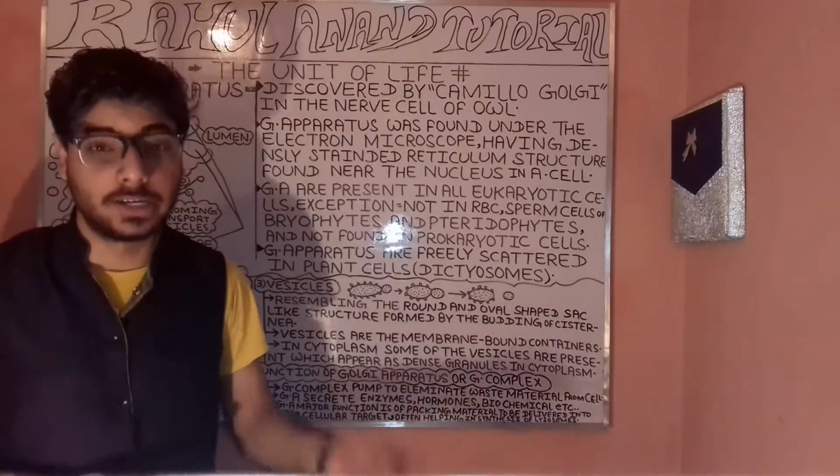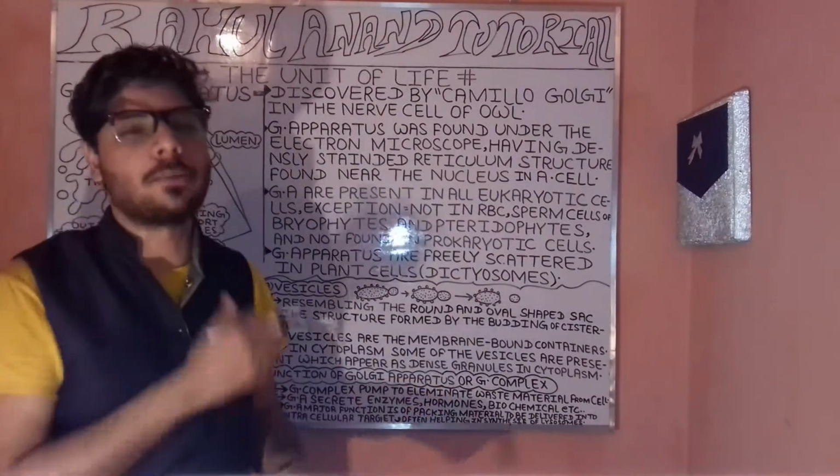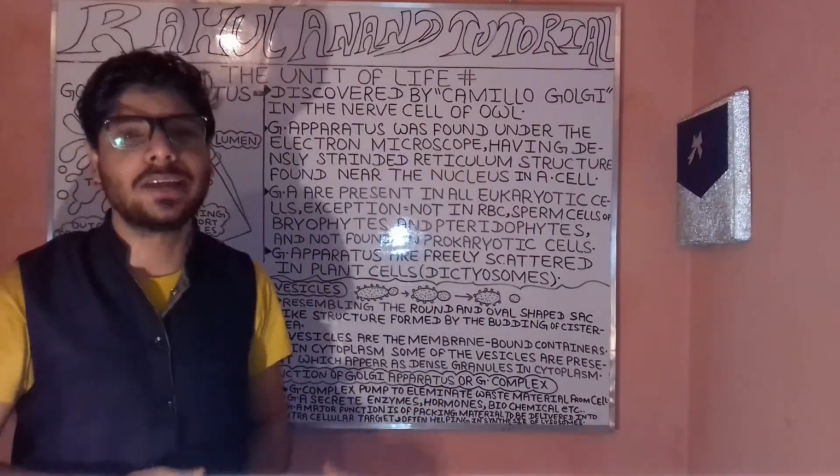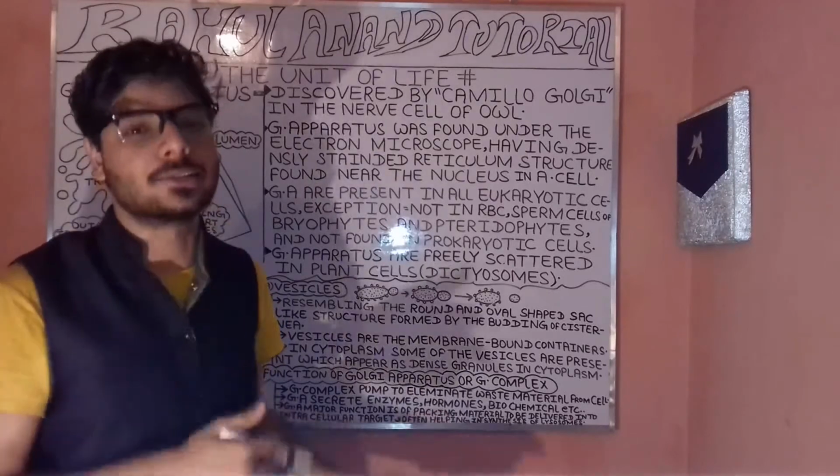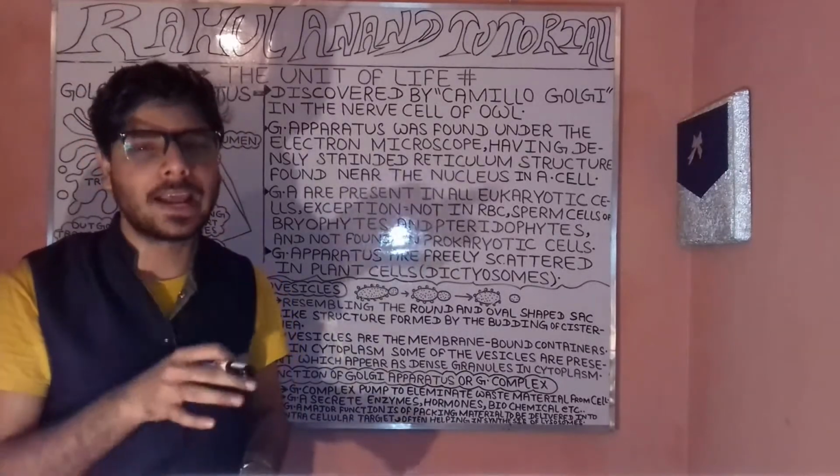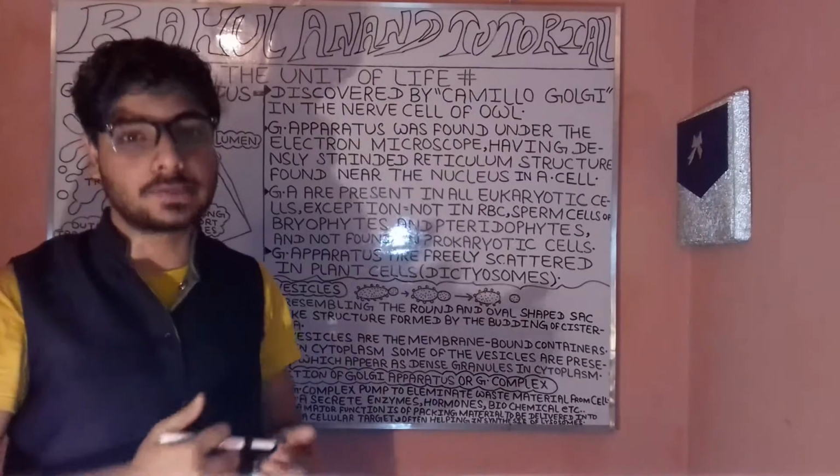Now, when we are talking about the case of the Golgi apparatus, these are the membrane-bounded containers. As well as when we are talking about the case of the vesicles, in the cytoplasm the vesicles are present, which appear as dense granules in the cytoplasm.